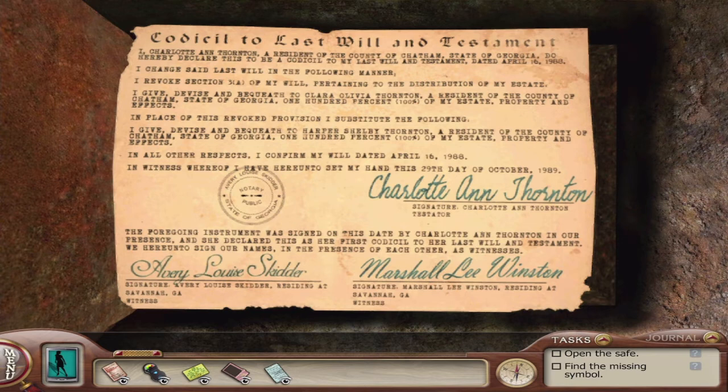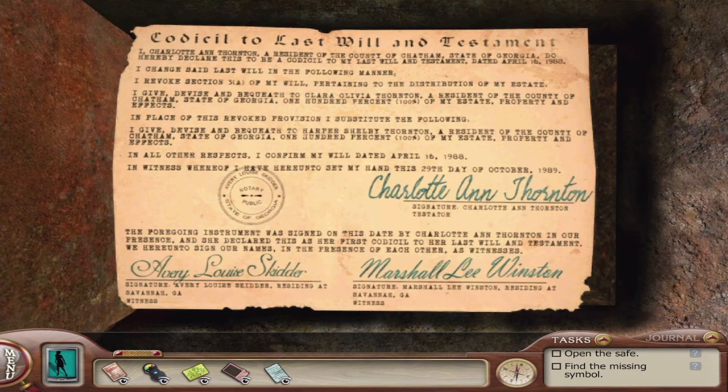I change said last will in the following manner. Oh. I revoke Section 3A of my will pertaining to the distribution of my estate. I give, devise, and bequeath to Clara Olivia Thornton, a resident of the county of Chatham, state of Georgia, 100% of my estate, property, and effects. In place of this revoked provision, I substitute the following. I give, devise, and bequeath to Harper Shelby Thornton, a resident of the county of Chatham, state of Georgia, 100% of my estate, property, and effects. In all other respects, I confirm my will dated April 16, 1988. In witness whereof I have hereunto set my hand, this 29th day of October 1989, Charlotte.